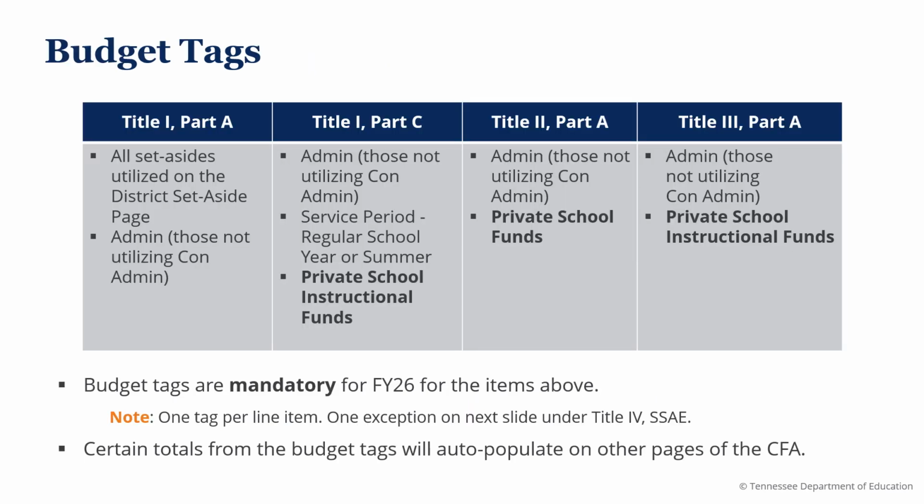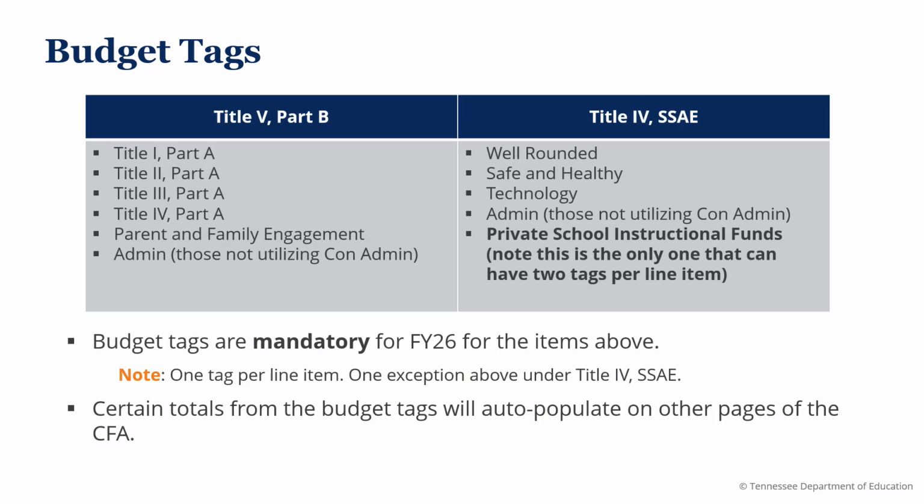And this is the budget tags within each grant that you all could have within the CFA. And notice this year there is a change from non-publics to private school. And we once again reiterate the importance that in Title IV for the private school, you could have 2 tags per line item.